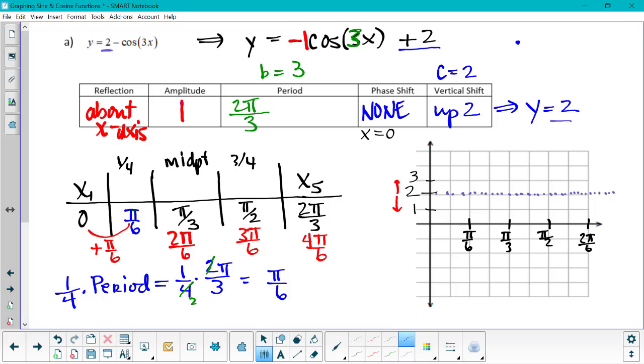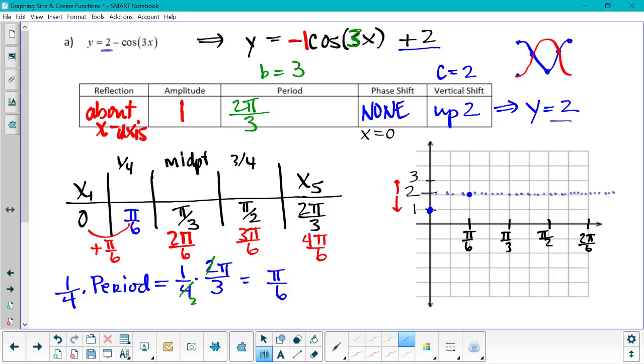So cosine, remember, these are my 5 points. Instead of starting up at the max first, I'm going to start down at the min. When I reflect, it's going to be this red graph. So I'm going to start the beginning of the cycle at 0, and I'll be down at the minimum, which is -1. At the quarter, pi over 6, I'm on the midline.